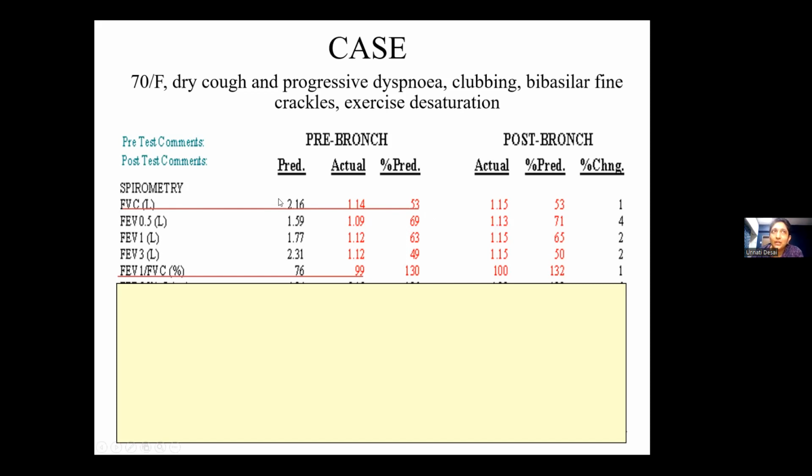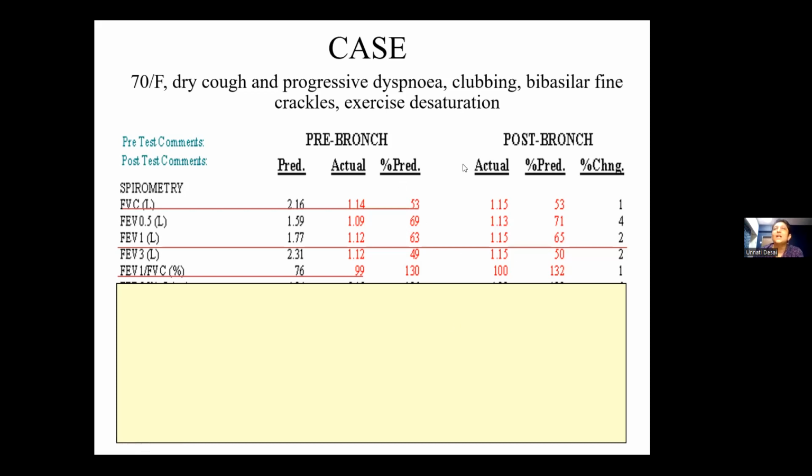Subsequent to this, we have been taught that we will draw a line on the FEV1 parameter and take it right across to the pre and the post bronchodilator value. And as you see here, irrespective of the pre and the post bronchodilator, the FEV1 of the patient is reduced, which is 63% and post bronchodilator 65% predicted.